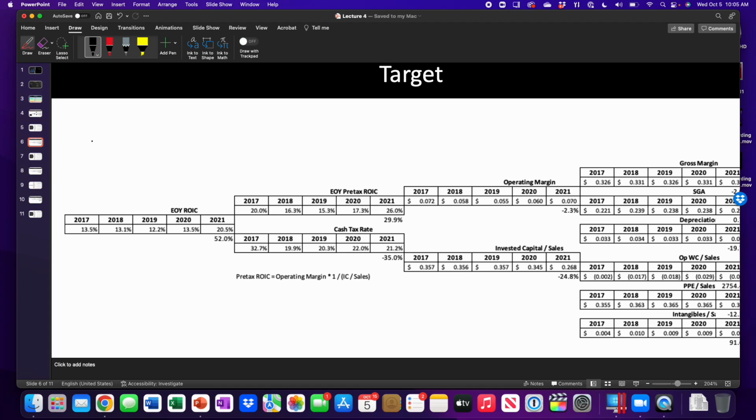It was the productivity. Now, their productivity was the opposite of Starbucks. At Target in 2017, they were spending 35.7 cents per dollar on capital, per dollar of sales.